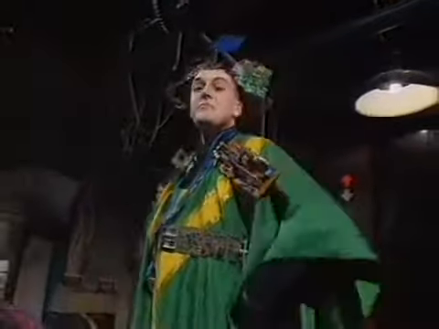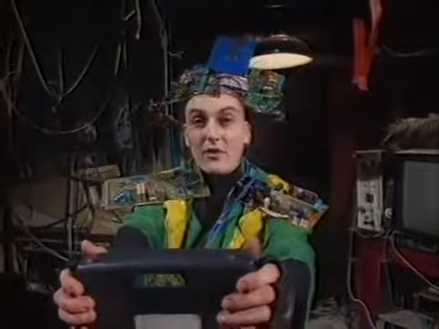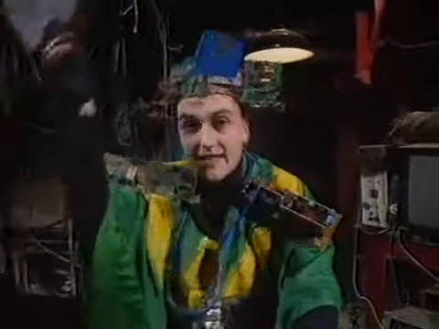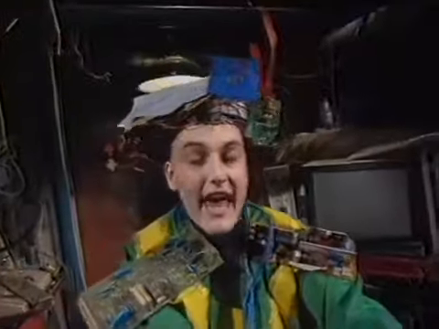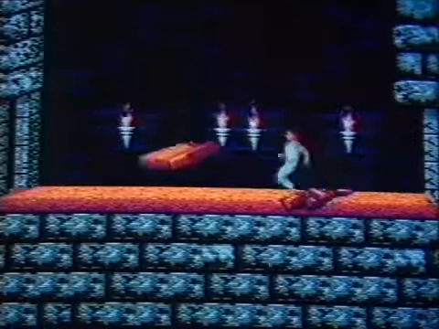Neep, neep, neep. Here's a cheat, dear subjects, for Prince of Persia on the Game Gear. It lets you start on the very last level. On the password screen, type in P, D, H, J, D, and V. Neep, neep, neep. And there you are. The last level.